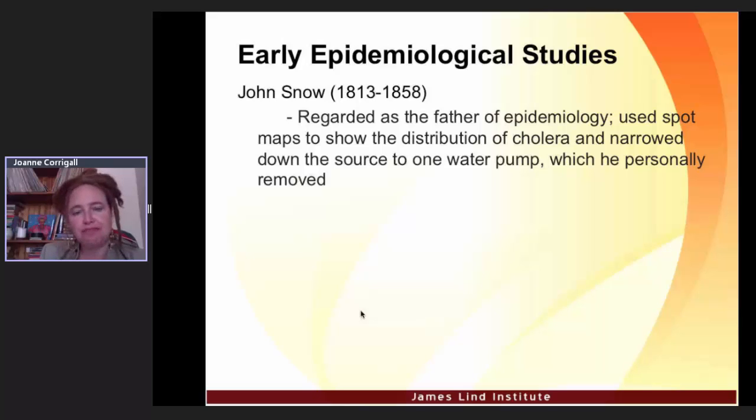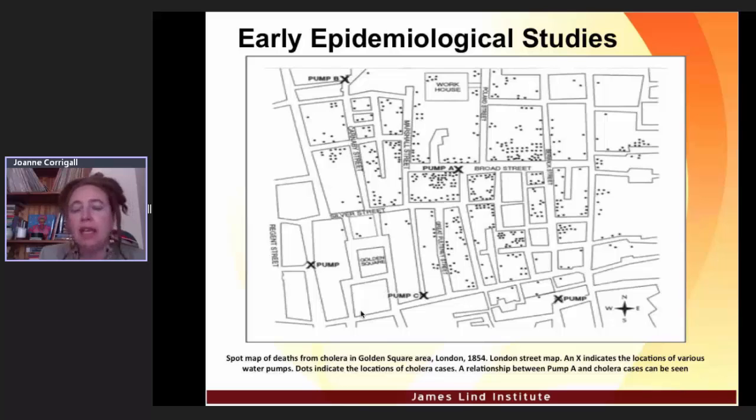So what he did is he developed this map where he found out where every single resident both lived and worked, and then he noted that on the map, as you can see. So it's these little black dots here. And then because he thought there was a connection between water and the development of the disease, he then also mapped the pumps, the water pumps in the area. And if you look at this map, you can see that most of the cases are around pump A.